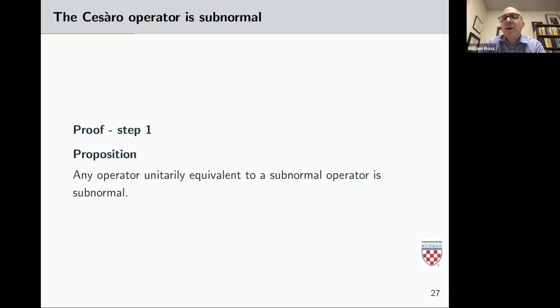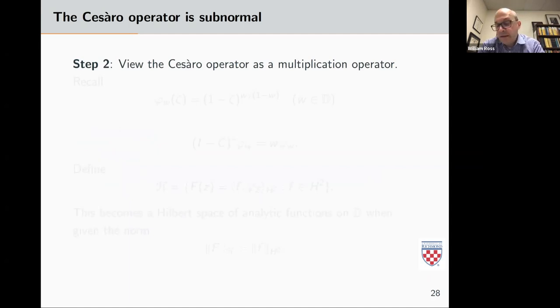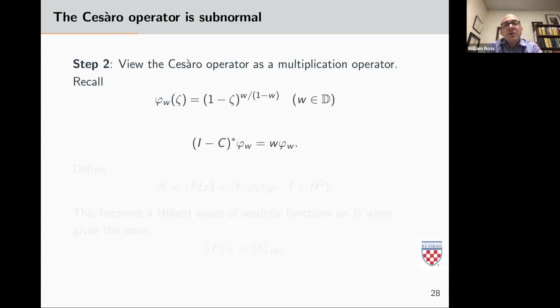All right, so I just need to show that the Cesaro operator is unitarily equivalent to a subnormal operator. We're going to do this by looking at the eigenvectors and eigenvalues of the adjoint of the Cesaro operator. This is a trick popularized by Beurling in his 1949 paper. We learn that these phis are actually eigenvectors for the adjoint of the Cesaro operator. I choose to write the eigenvalue and eigenvector relationship in this way.